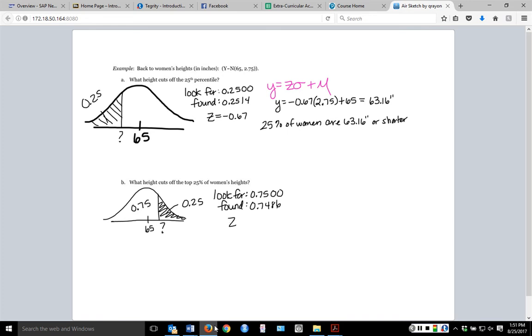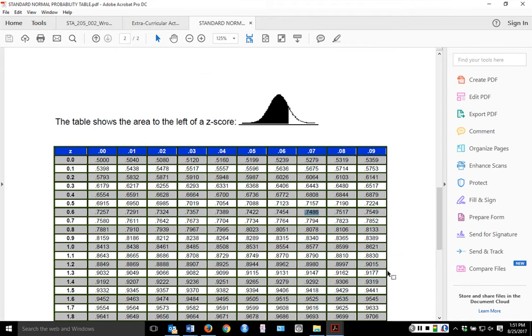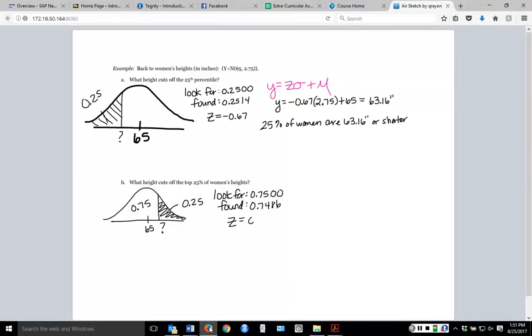But then I got to figure out what that means that z actually is. So now from my table, I figure out what row that happens at, 0.6. What column that happens at is 7. So putting those together, my z is going to be positive 0.67. Notice how this relates to A. Here we're 0.67 standard deviations below the mean. Here we are 0.67 standard deviations above the mean.